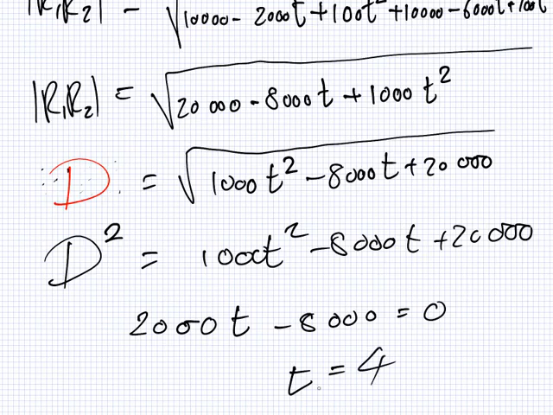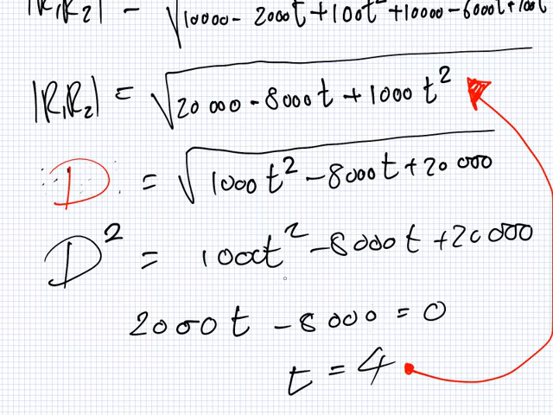Now this is extremely easy to do. What's the derivative of this quadratic? 2,000 t minus 8,000 equals 0. So the minimum happens at exactly 4 seconds.